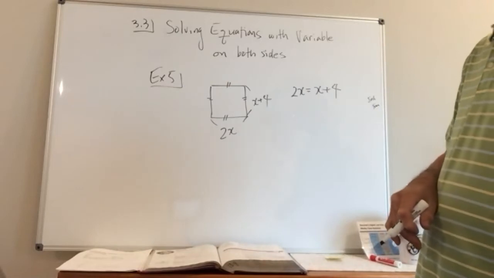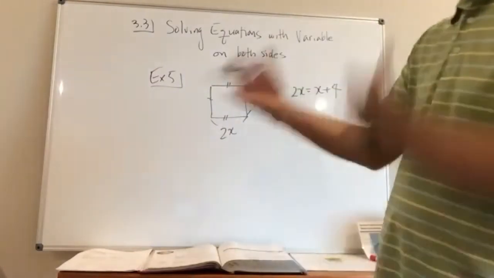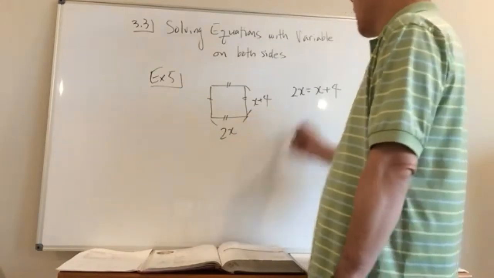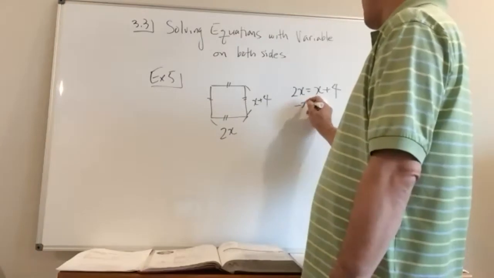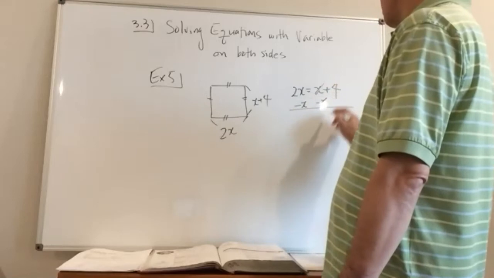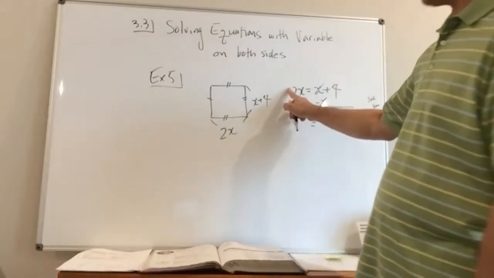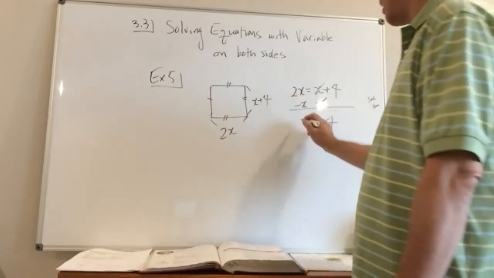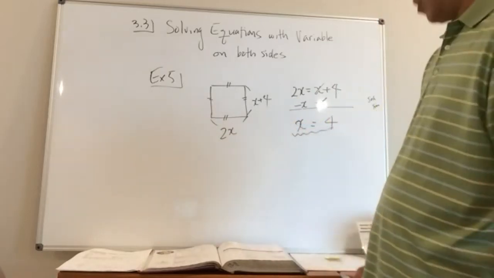Okay? What are we looking for? The question asks, what is the perimeter of the square? In order to know the perimeter of the square, I definitely need to know what x is. So I'm going to solve for x using this equation. I'm going to subtract x on both sides, so this x and this x go away. I end up with 4 on this side, and on this side I have 2x, and I subtract one of the x's away. I end up with only 1x, so x is equal to 4, okay?